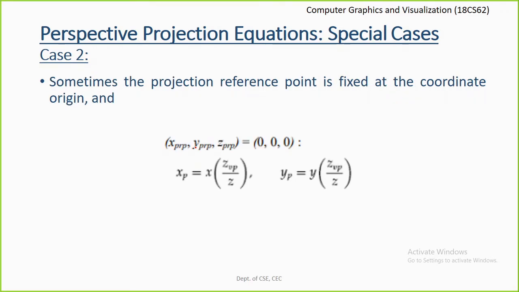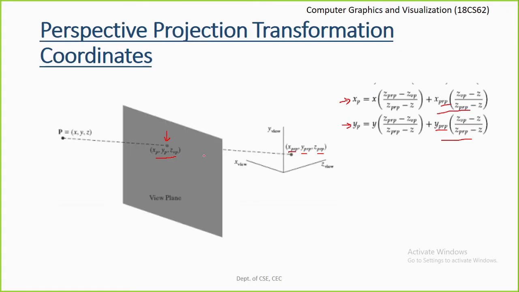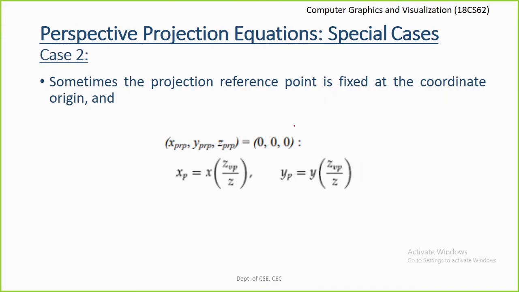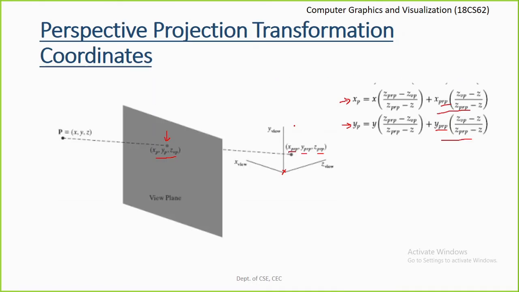Similarly, let us proceed to the next case here. Sometimes the projection reference point is fixed at the coordinate origin. Sometimes the projection reference point may be at the view coordinate origin 0, 0, 0. xprp, yprp, zprp will be equal to 0, 0, 0. In that case, how will we change this equation? Let us go back to the equation. xprp and yprp will be equal to 0, so we need to totally remove this term from the equation, whereas zprp will also be equal to 0. So what will be the remaining term? xp will be given as x into zvp divided by z, and yp will be y into zvp divided by z.